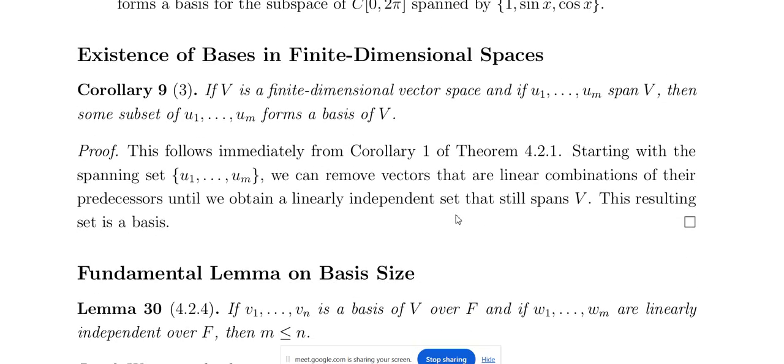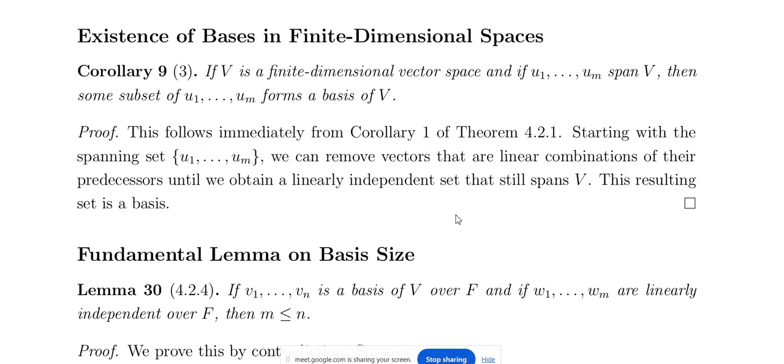V is a finite dimensional vector space, and v1, v2, ..., vm span V. Then some subset of v1, v2, ..., vm forms a basis of V. So that is the connection between the finite dimensional space and the basis.